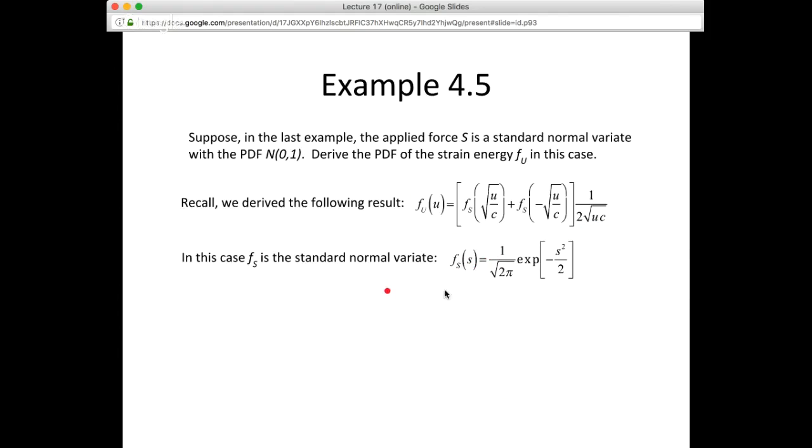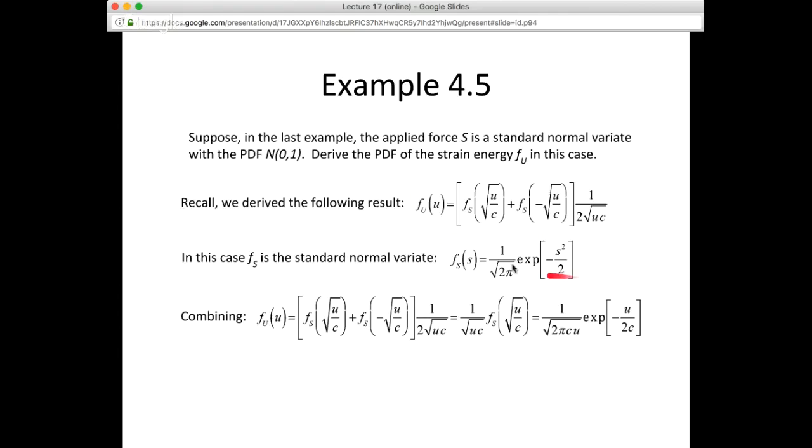And in this case, the f of s is going to be the standard normal variate. And when we substitute that in, basically what we're going to find is we end up with this result here. And now if f of s is the standard normal variate, remember one of the really key things about the standard normal distribution is that it's symmetrical about 0.